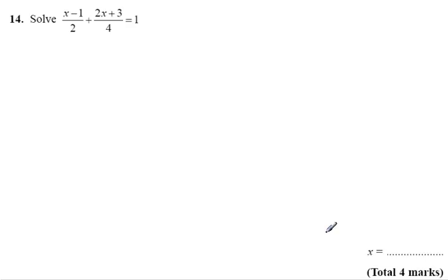Okay, here's a good intermediate level algebraic fractions question, and there's a number of different ways you can go about solving this. Essentially, we've got to add two fractions together, and when you add fractions together, you've always got to work with the same denominator. So we've got a 2 here and a 4 here. Now, there's different ways of dealing with that.